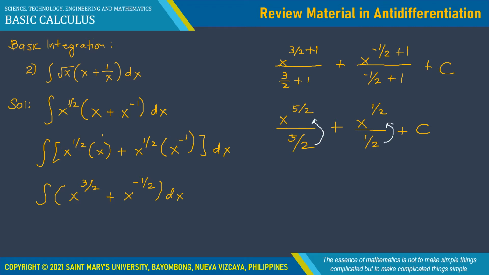Okay, so we have 2x raised to 5 over 2, denominator is 5, plus 2x raised to 1/2, denominator is 1, so hindi na natin lalagay. So, plus c. Okay, so ito na yung ating integral.